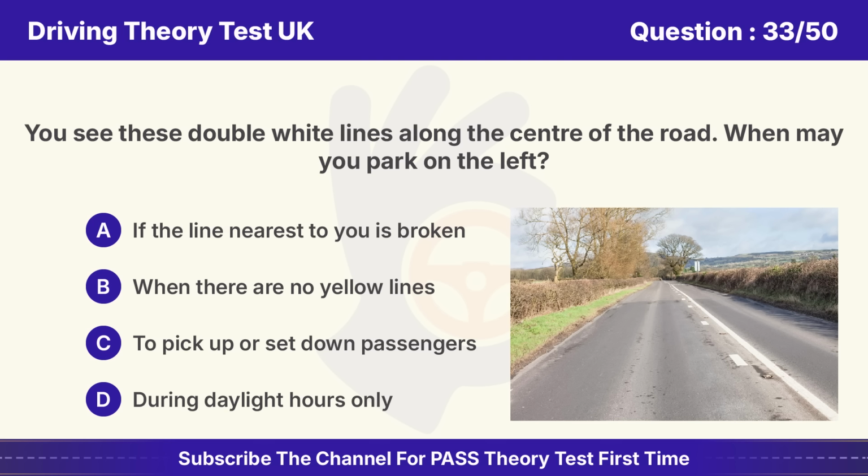Question 33. You see these double white lines along the center of the road. When may you park on the left? Option A. If the line nearest to you is broken. B. When there are no yellow lines. C. To pick up or set down passengers. D. During daylight hours only.